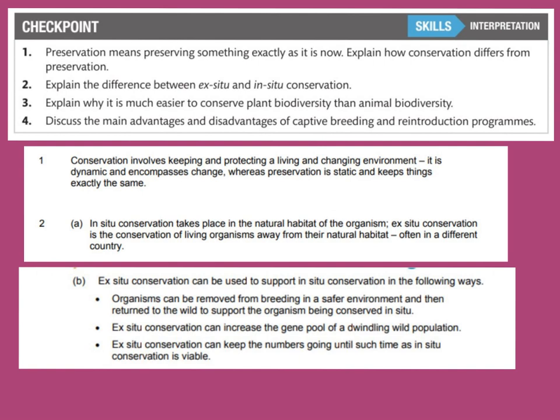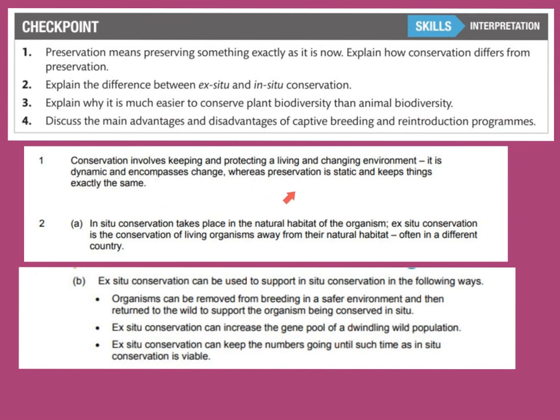Now we are going to solve some checkpoint questions. Question 1: preservation means preserving something exactly as it is now. Explain how conservation differs from preservation. Conservation involves keeping and protecting a living and changing environment. It's dynamic and encompasses change, whereas preservation is static and keeps things exactly the same.